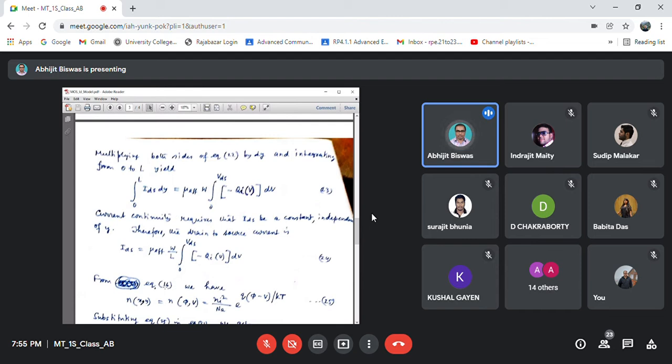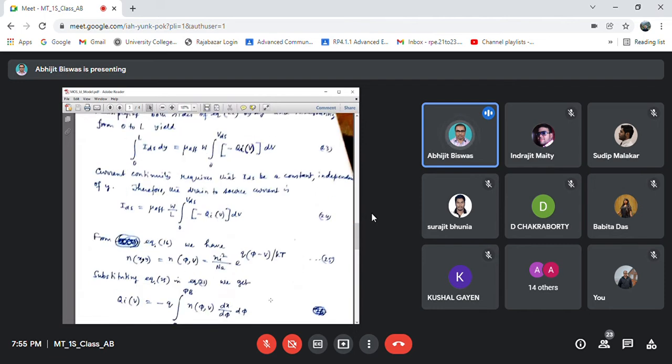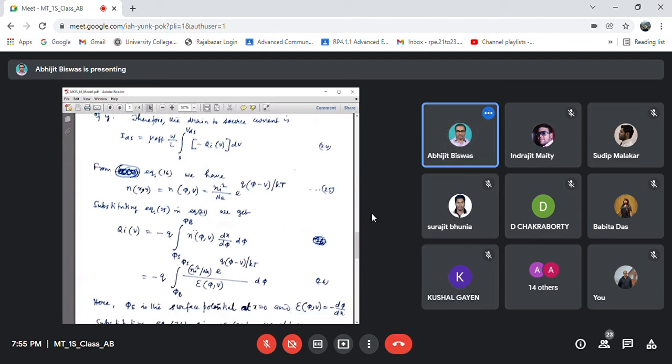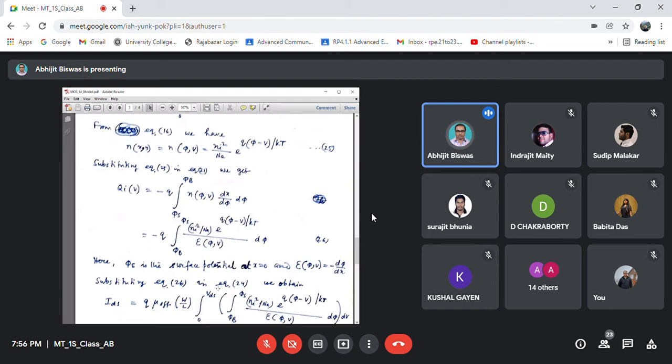So IDS times L on the left hand side. Taking L to the right hand side, it appears in the denominator. So IDS equals mu effective times W divided by L, integration from 0 to VDS of minus Qi(V) dV. Now use equation number 16, which I showed you earlier, and do some substitution, and you can get the value of Qi(V), the inversion charge density as a function of V, and you will get this integration.